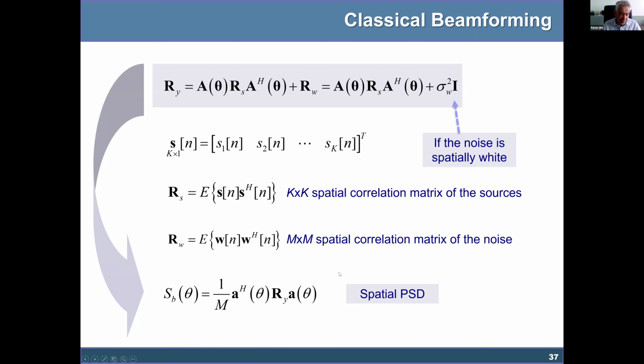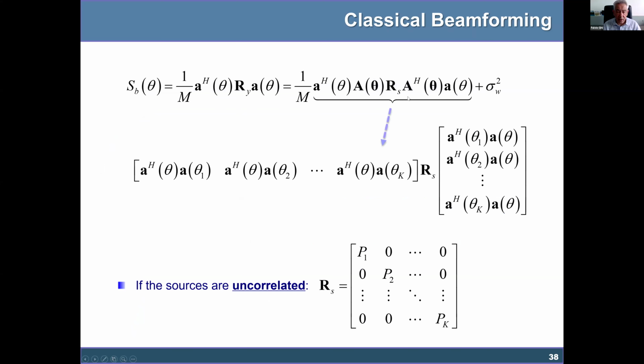So again, we start from the spatial PSD that is obtained by using the classical beamformer, and we make this replacement here. So you make the replacement, and you get the signal term plus the noise term. If the noise is white, the noise contribution is always a constant term. It's a constant level, and this level is equal to the noise power. Then we have the signal.